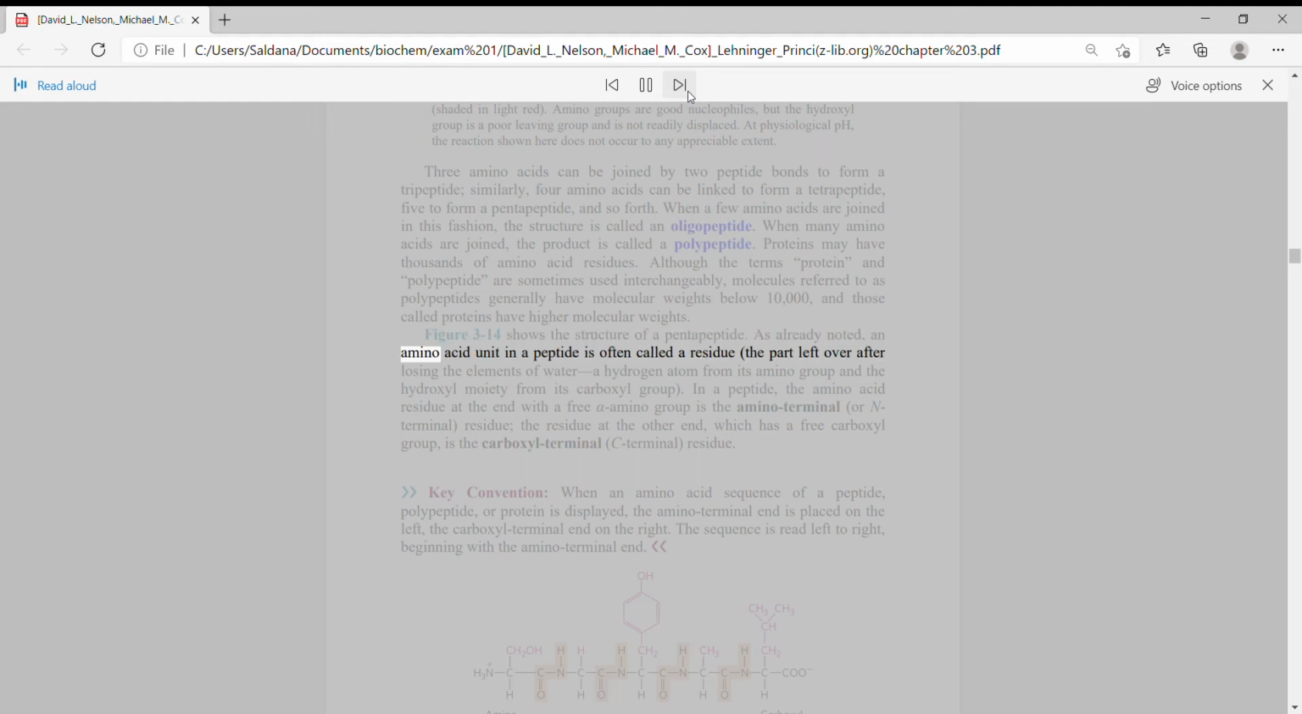As already noted, an amino acid unit in a peptide is often called a residue, the part left over after losing the elements of water, a hydrogen atom from its amino group and the hydroxyl moiety from its carboxyl group. In a peptide, the amino acid residue at the end with a free alpha amino group is the amino terminal, or N-terminal, residue. The residue at the other end, which has a free carboxyl group, is the carboxyl terminal, or C-terminal, residue. Key convention: when the amino acid sequence of a peptide, polypeptide, or protein is displayed, the amino terminal end is placed on the left, the carboxyl terminal end on the right. The sequence is read left to right, beginning with the amino terminal end.